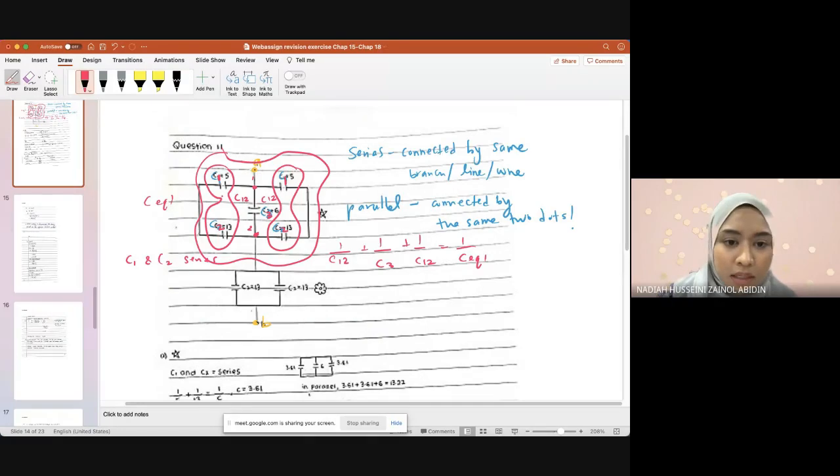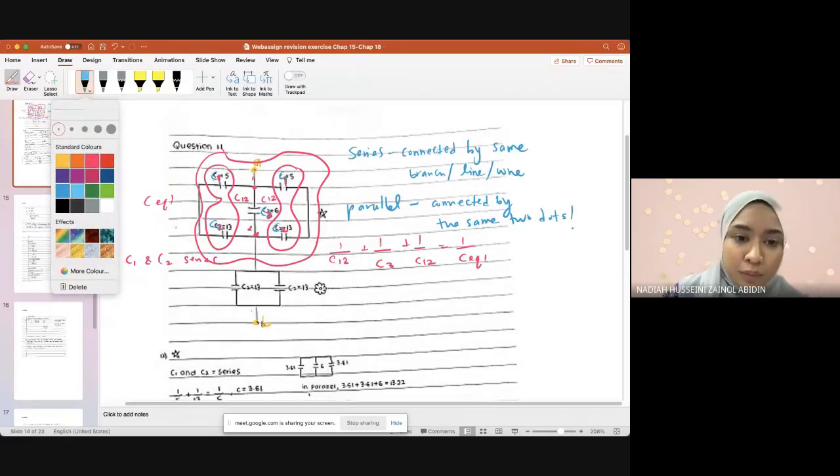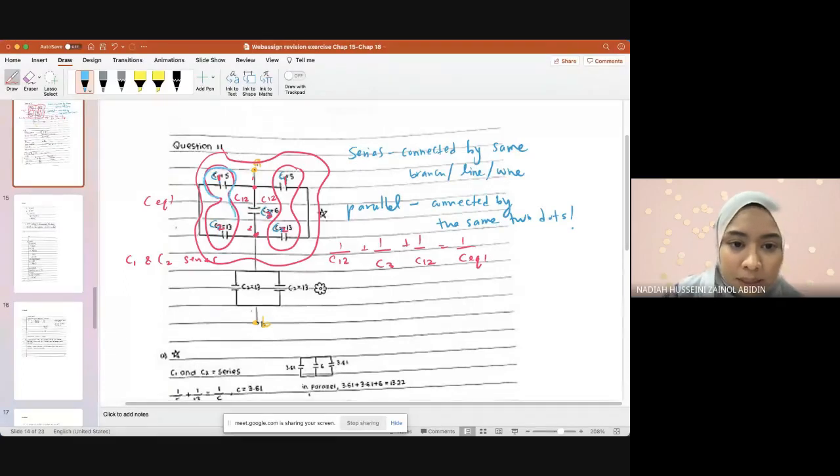Okay, this guy is in series. So let me use a different color for series to help you see more clearly. So this is series. This guy all together is parallel. Parallel is in pink. Okay.